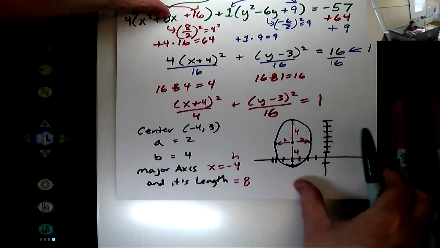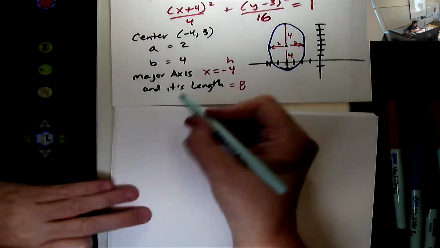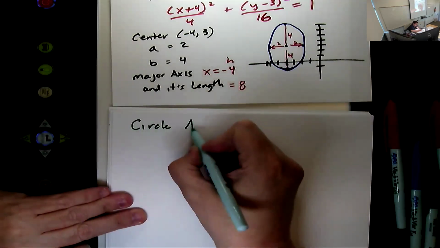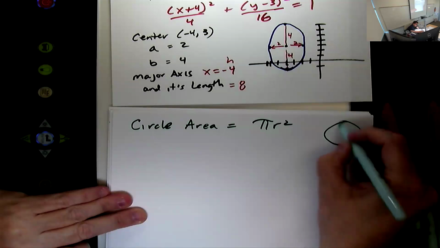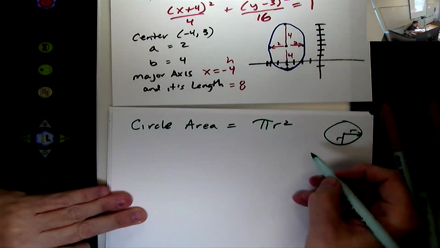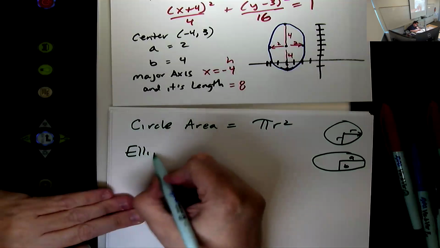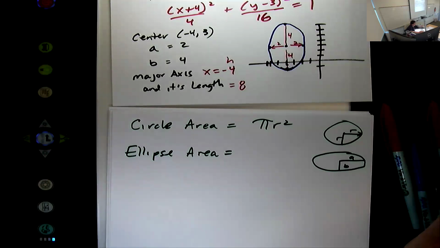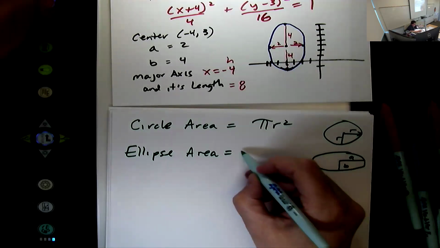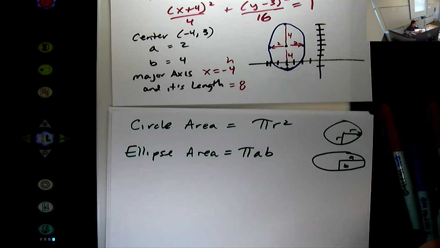Anyone know the area of a circle? The formula? Pi r squared. Anybody know the area of an ellipse? It is in its own way, but the r's are not the same. Is it pi a squared b squared? Just pi a b. This is r times r, this is a times b. That's a fun little fact for you.